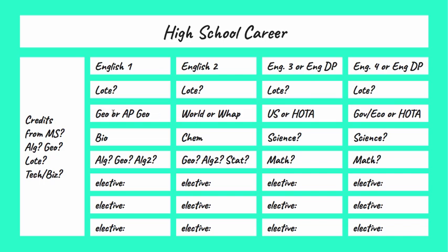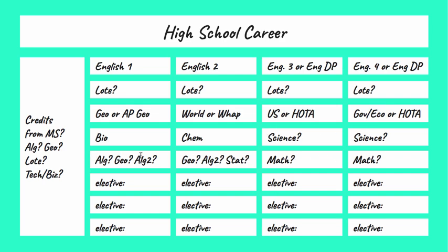History, right? It's pretty much figured out, right? Geography or AP Geography, World History or WAP, and then at the junior and senior level, are you doing U.S. History and then Government Eco, or are you doing History of the Americas, which includes your U.S. History credit and your Government Eco credit already in there? Your sciences, so biochemistry, physics, or one of the diplomas, or Earth and Space, so what are you doing there?